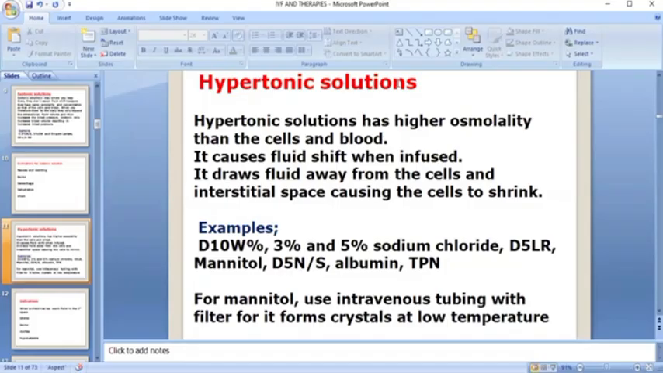For mannitol, whenever you are infusing mannitol, make sure that the tubing you are using has what? Filter. Because mannitol forms crystals when you store them at low temperature. They can form precipitates. They form crystals. So you need a filter that will help to do what? To trap those crystals so that they don't enter into the client's vein. Okay.